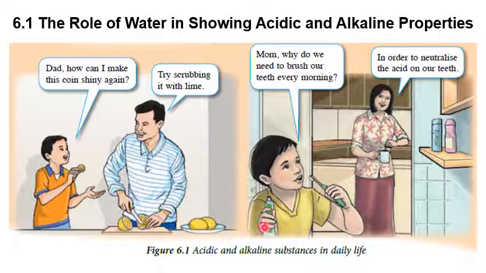The figure shows acidic and alkaline substances in daily life. In the first picture, the kid asks the dad, "Dad, how can I make this coin shiny again?" The dad says, "Try scrubbing it with lime." So the lime represents the acid in daily life. In the other picture, the boy asks, "Mom, why do we need to brush our teeth every morning?" The mom answers, "In order to neutralize the acid on our teeth." The toothpaste represents the alkaline substances in daily life.